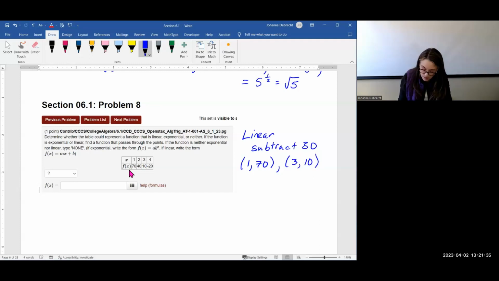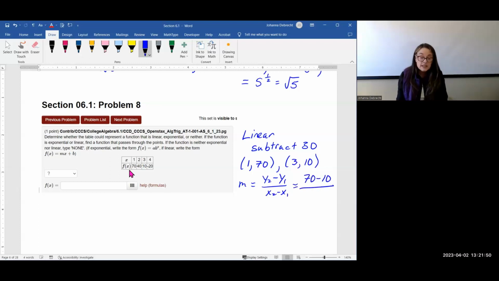I need to find a slope, which I'm expecting it to be negative 30. So I'm going to do change in y over change in x. So I'm going to do 70 minus 10 on top. But once I choose 70 to go first, its x value, which is 1, must go first on the bottom. These two have to line up in the same ordered pair, and the second two have to be out of the same ordered pair. So this is going to give me 1 minus 3. So that's going to give me that negative that I'm expecting because it's decreasing.